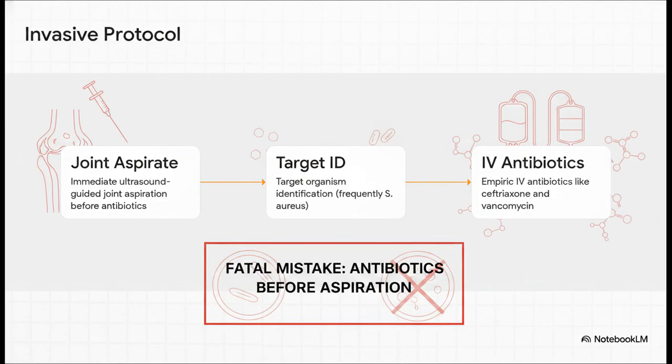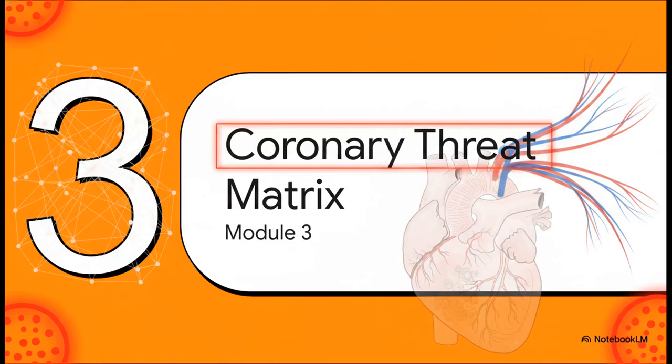Step 3, empiric IV antibiotics like ceftriaxone and vancomycin. Let me hammer home the fatal mistake here. It's initiating empiric intravenous antibiotics before securing that joint fluid aspirate. If you pre-treat a sterile field, you sterilize the culture. You permanently lose the ability to identify the organism, basically flying blind, while the joint is destroyed. Aspiration always precedes antibiotics. Let's hit Module 3, the coronary threat matrix.